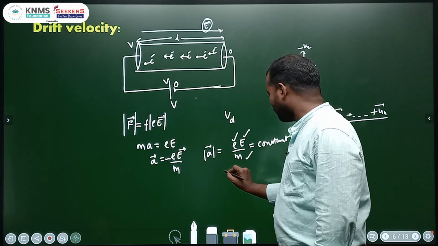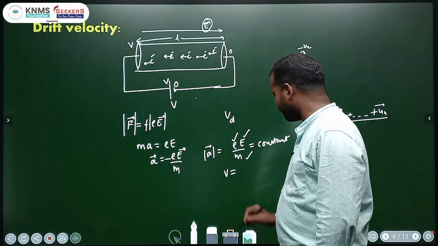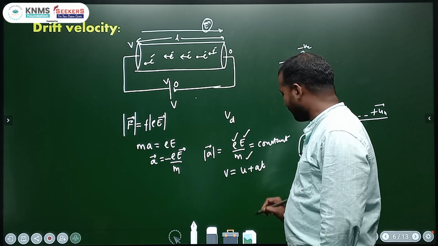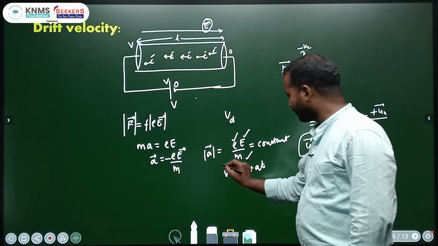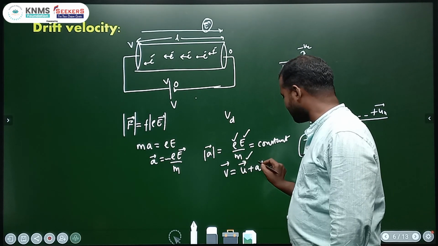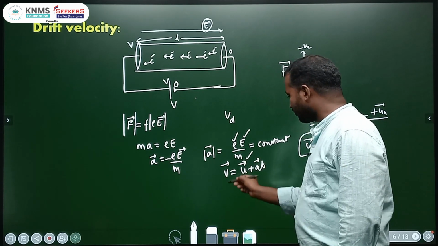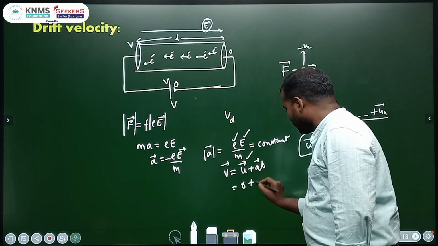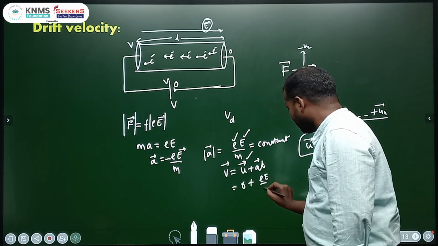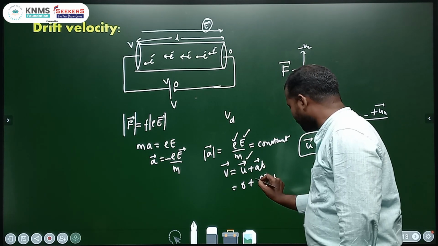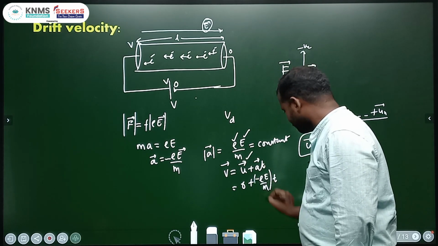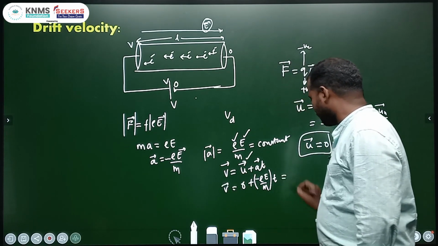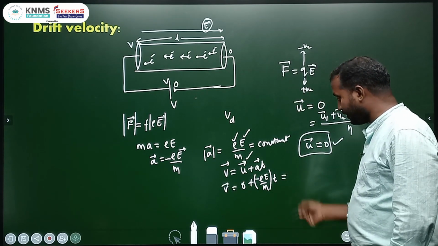Now if acceleration is constant, we can apply equations of motion. Let me apply the first equation of motion: v is equal to u plus at. Now what is v? Final velocity. Initial velocity is u, and acceleration is a. You know that initial velocity is 0 and acceleration is eE by m, into t. Of course, if I talk about the direction together, then the final velocity will become eEt by m.